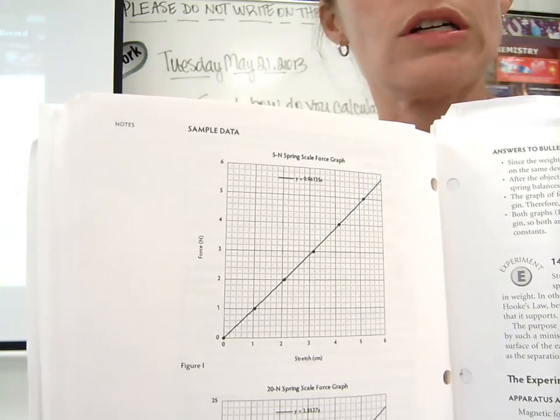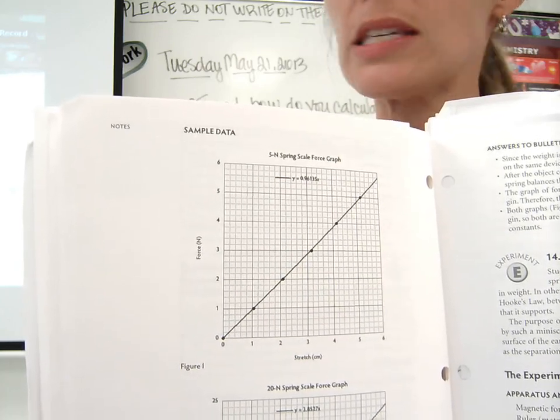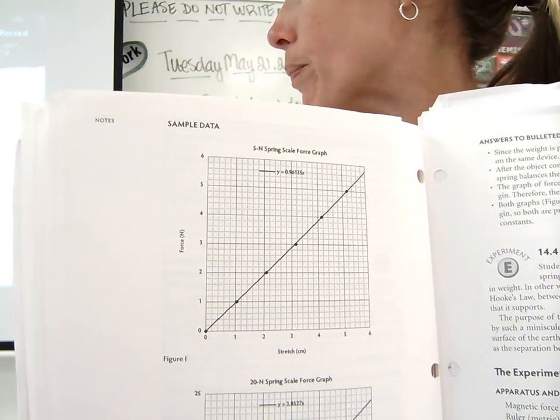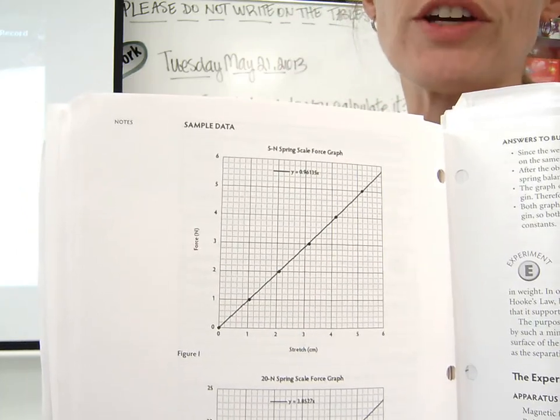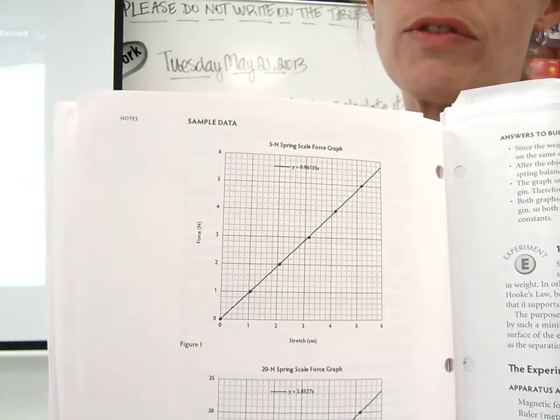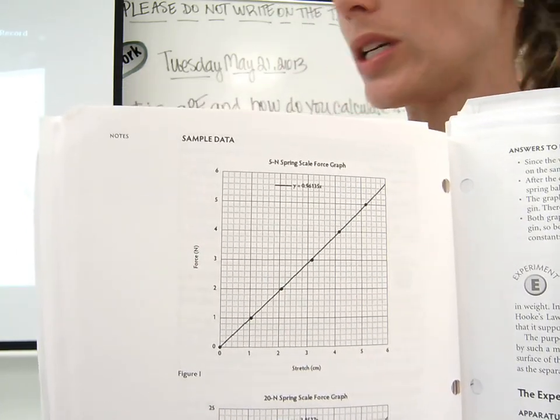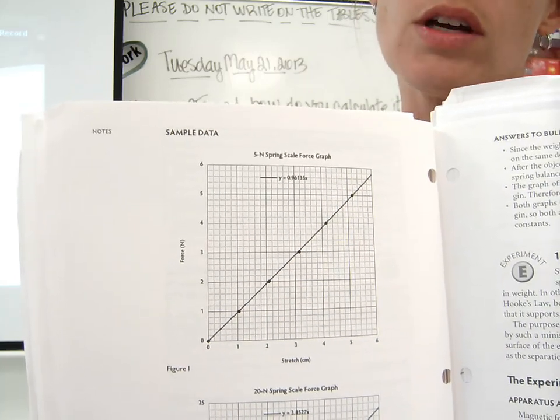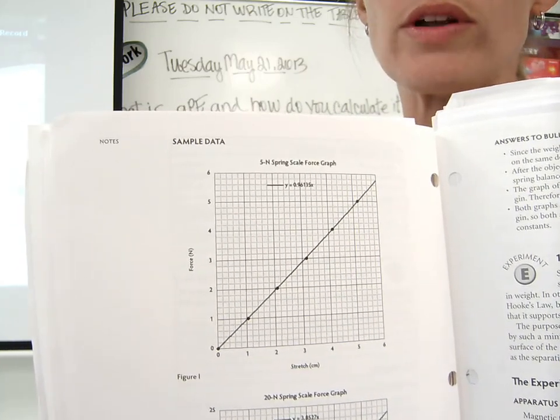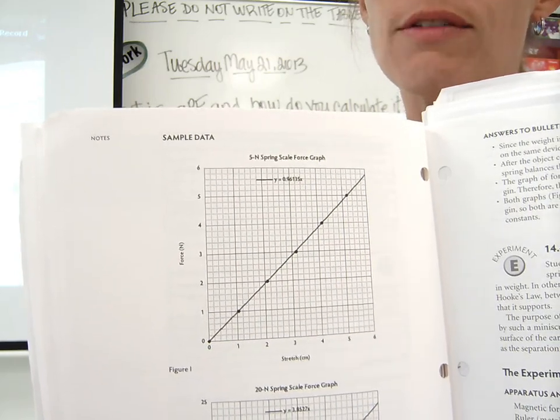When we plot that, you can clearly see that it is a direct relationship. As the force increases, so does the amount of stretch. And it's a basic 1-to-1 ratio. If you look at the slope of the line, you can figure out what their proportion is. At the top it says that it's 0.96. It's about 1-to-1. So 1 Newton of force equates with about 1 centimeter of stretch for the 5 Newton scale only.